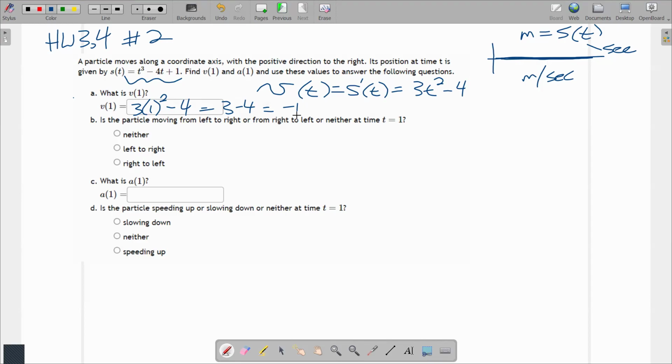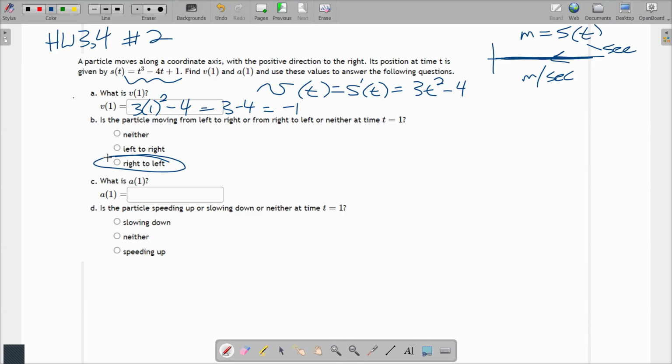All right, next question. Is the particle moving left to right, right to left, or neither? At time equals 1, well, if it's positive, it's going from left to right, because right is the positive direction. Positive would be left to right, so negative must be right to left. So at 1 second in, it's heading back toward where it started, because it has a negative velocity. It's losing distance if going to the right is positive. So it is moving right to left.